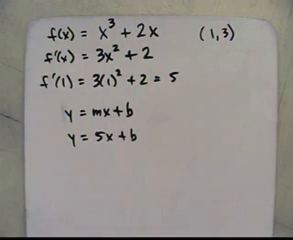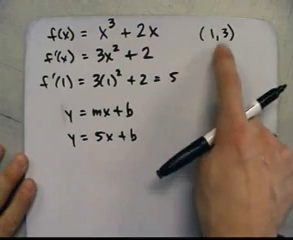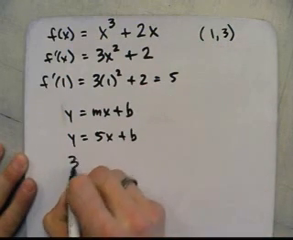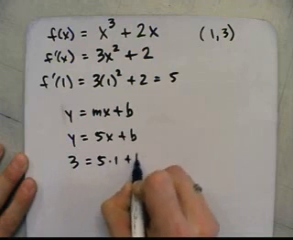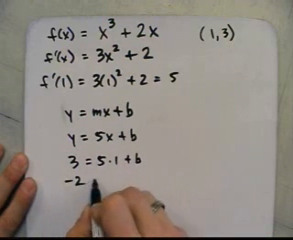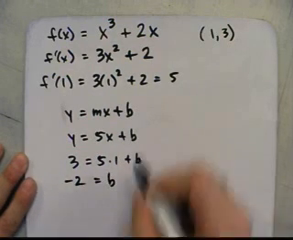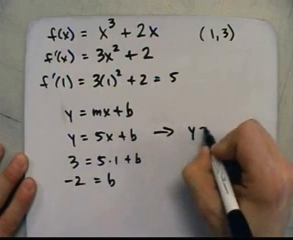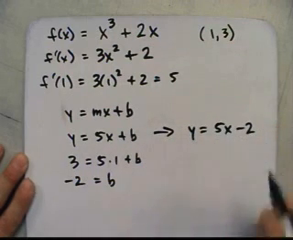And then I have a point, right? (1, 3) is the point on there, so I just plug in that point real quick. So 3 equals 5 times 1 plus b. Subtract 5, so I get negative 2 equals b. So my equation of my line comes from right here. It's y equals 5x minus 2.